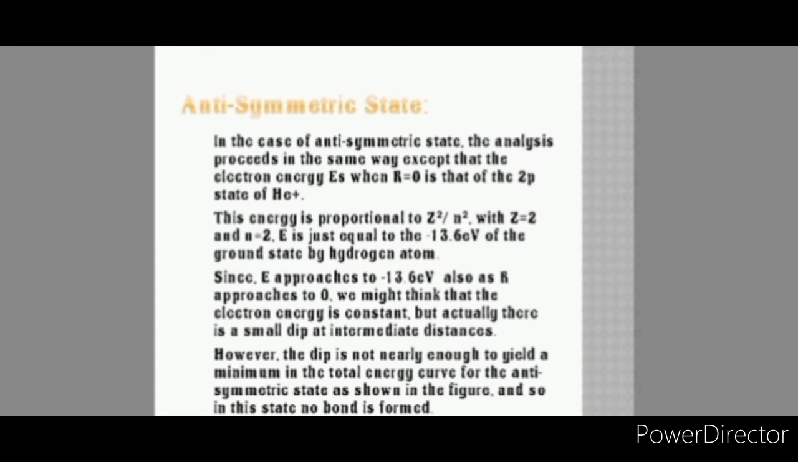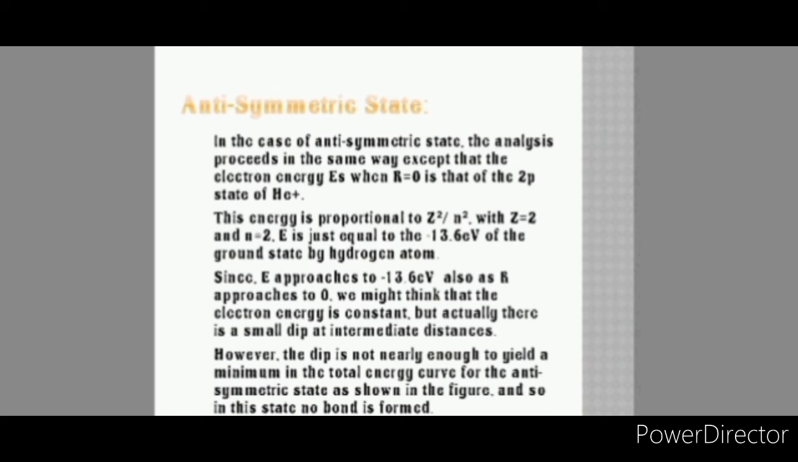When r is approaching infinity, we just think that the electron's energy is constant, but actually it's not constant. There is a little bit of difference. There is a dip which is shown in the figure clearly. There is a dip, which means it's the minimum energy. There's also a minimum energy here, which means that the energy is not constant.